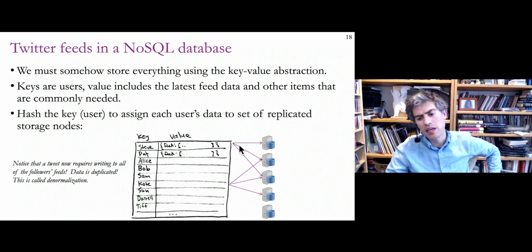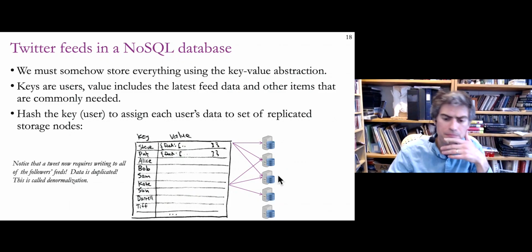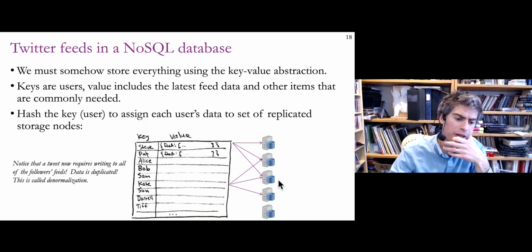Every key maps to a set of maybe 3 replicas that store that data. But we can add lots of users and add more nodes to make the system bigger, and there's no central bottleneck at all.